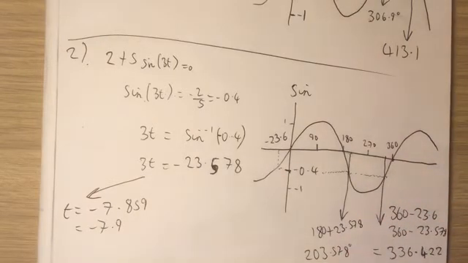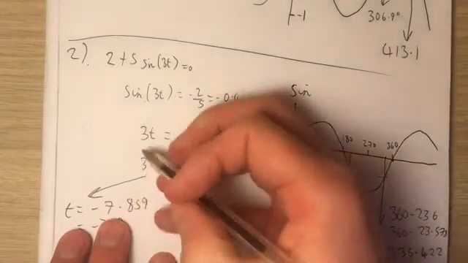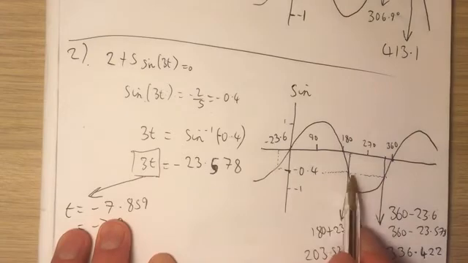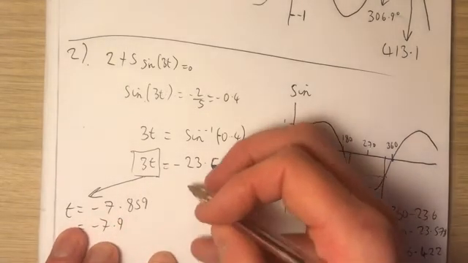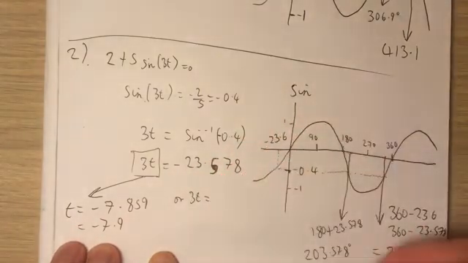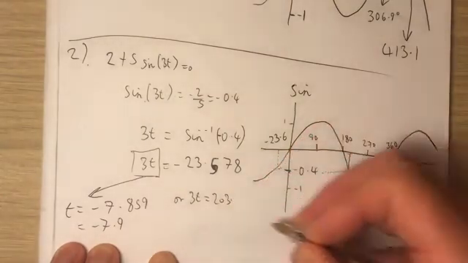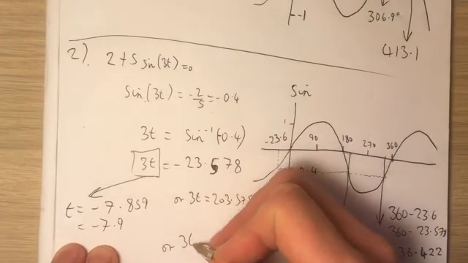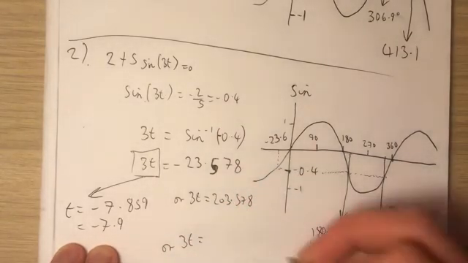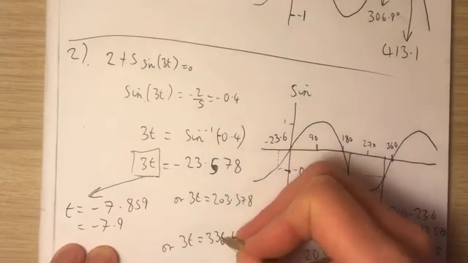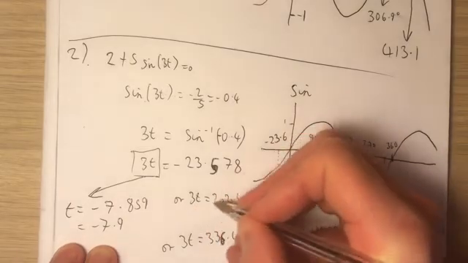What are these answers for? These are answers for 3t. Here was one answer for 3t here. Here are more answers for 3t. Okay, so 3t could be this, or 3t could be 203.578, or 3t could be 336.422. Groovy. Okay, I can solve all of them very easily.